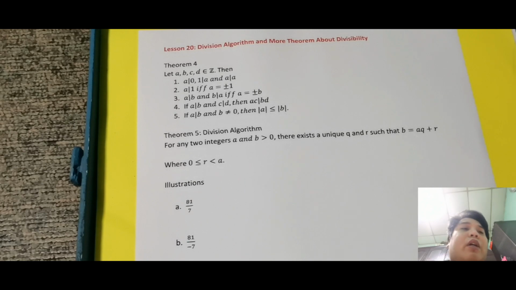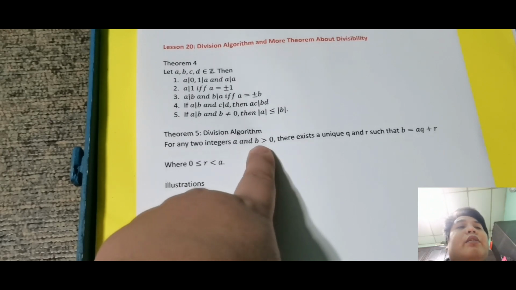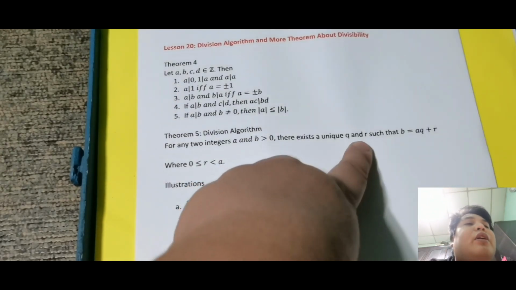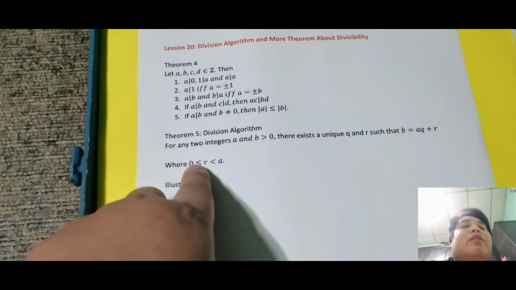Okay, so yung highlight talaga ng topic natin today is the division algorithm or the theorem 5. So, division algorithm: for any two integers A and B, for B greater than 0, there exists a unique Q and R such that B is equal to AQ plus R, where 0 is less than or equal to R less than A. So, this is the division algorithm. So, ano lang sabi niya?